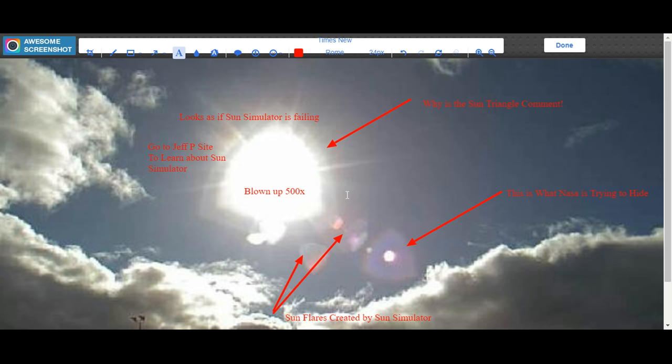Come on, guys, comment. And then you got here, this is what they're hiding, I believe: this moon or planet. And then over here, you got sun flares.